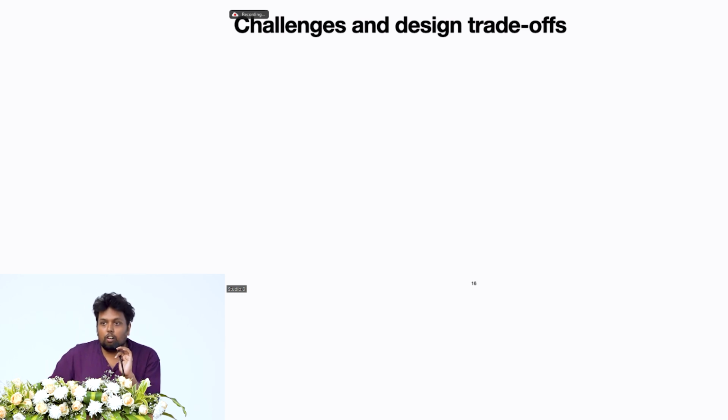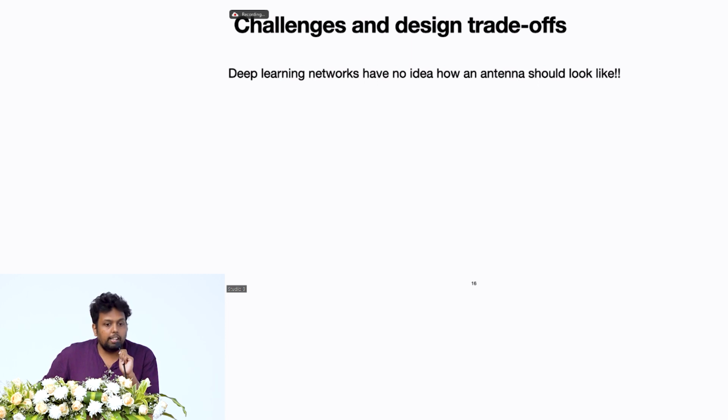But challenges and trade-offs. Let's see the challenges involved in using AI. Deep learning networks have no idea how your antenna, or any typical structure, looks like.